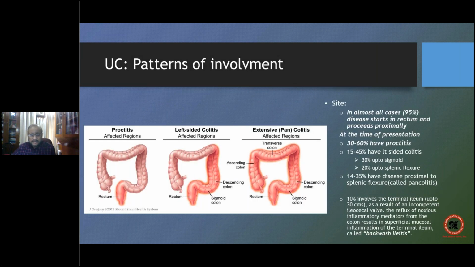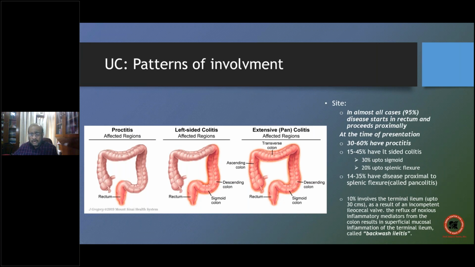The patterns of involvement are 3, or rather 4. The colonic involvement is in the form of proctitis. See the red part, the left-sided, the affected region, and the extensive pancolitis. Now, the pancolitis has been defined as if there is involvement of any part of the colon proximal to the splenic flexure. See, this is the splenic flexure. Anything proximal to it, if it is involved, you'll name it pancolitis, right?